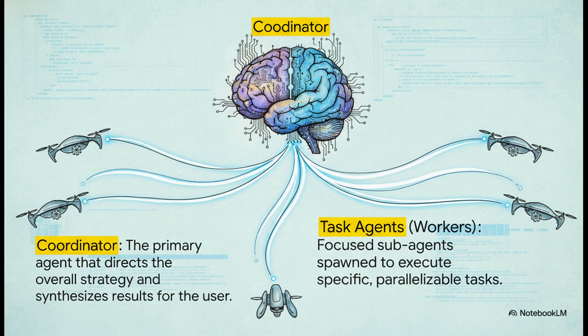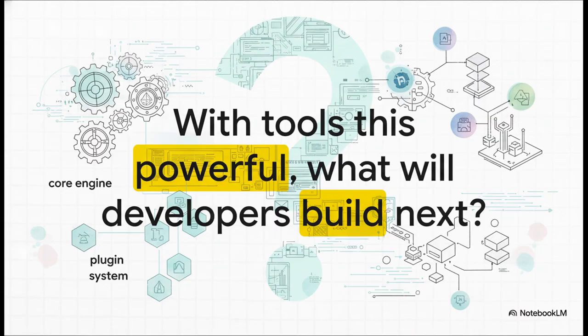You become the strategist. And that brings us to the end of our deep dive. We looked at the core engine, the plugin system, and these incredible agent swarms. It really all leads to one final question. When you have tools this powerful, when your job shifts from being a coder to an orchestrator, what does the future of building software even look like? What are we going to build next?